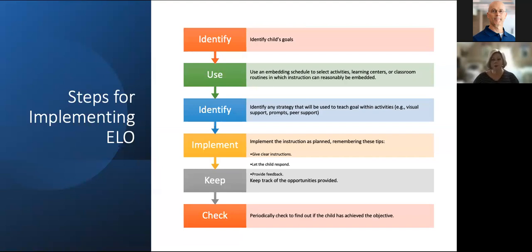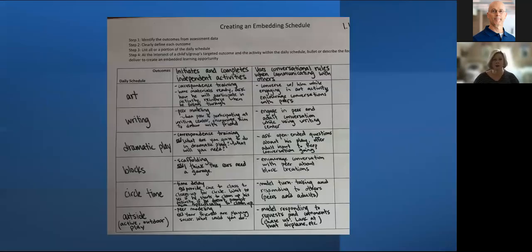The way that we plan for embedded learning opportunities is by doing something called an embedding schedule. This is an embedding schedule that one of the teachers in our school developed. And you'll see that there are 2 goals or outcomes here at the top. The first is initiate and complete independent activities.